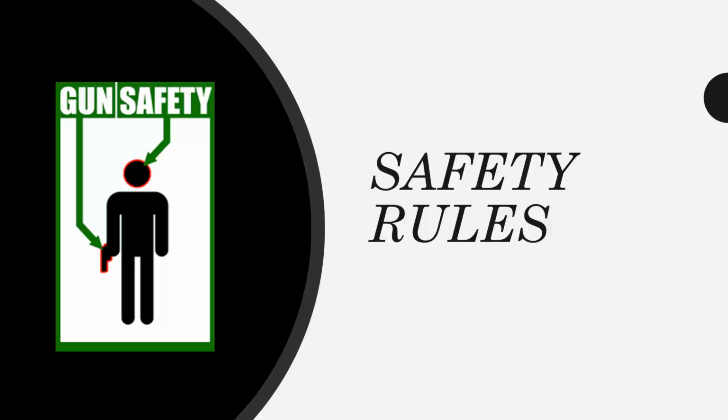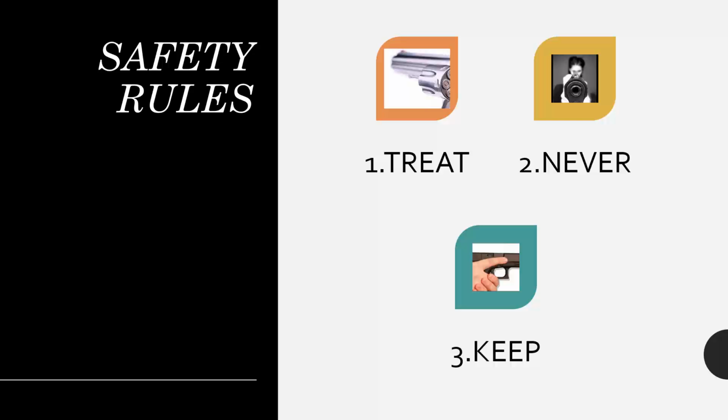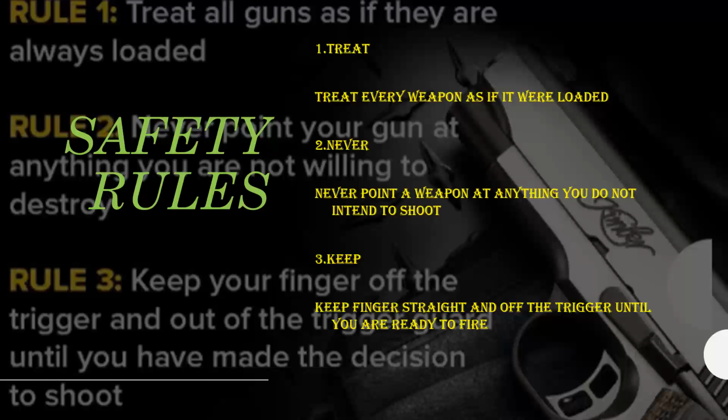Our safety rules. If we can just remember treat, never, keep. Now, some of you who are former military may remember this a little bit differently, but nowadays we have certain weapons that do not have an external safety. Because of that, we've taken it down to 3 simple safety rules. Treat every weapon as if it were loaded. Never point a weapon at anything you do not intend to shoot. Keep your finger straightened off the trigger until you intend to fire.